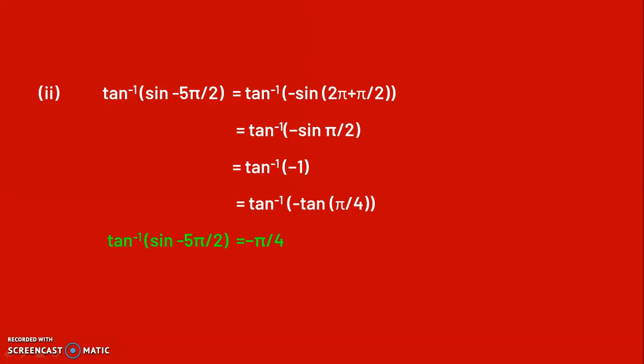So for which value is tan theta having the value 1? It is pi by 4. So tan 1 is written as tan pi by 4. So tan inverse and tan will get cancelled. So your answer is minus pi by 4. Okay.